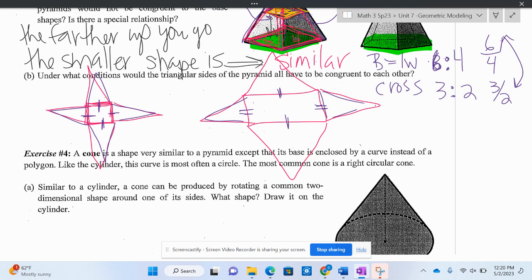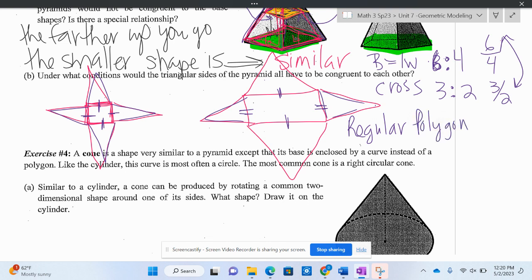Do you know what it's called when all of the measurements are the same? What kind of polygon has all the measurements the same? The sides are the same, the angles are the same, all of it. It's called a regular polygon.